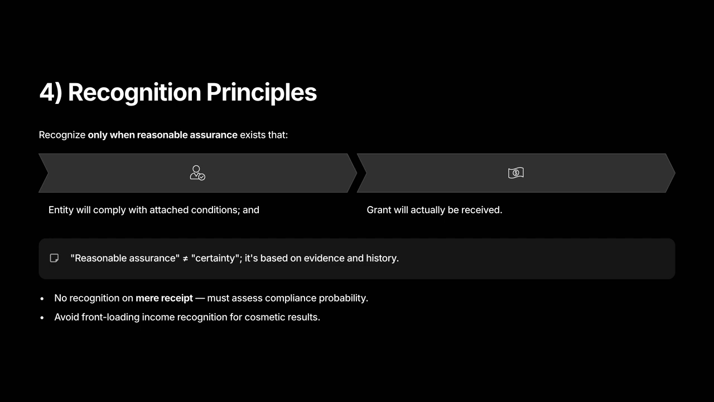Now, reasonable assurance doesn't mean absolute certainty. It means you have strong evidence, maybe a proven track record, clear eligibility, or formal government confirmation. You don't recognize it merely because cash arrived in your account. You assess whether you've complied or will comply with the terms. This prevents premature recognition and ensures grant income reflects real performance, not just timing.